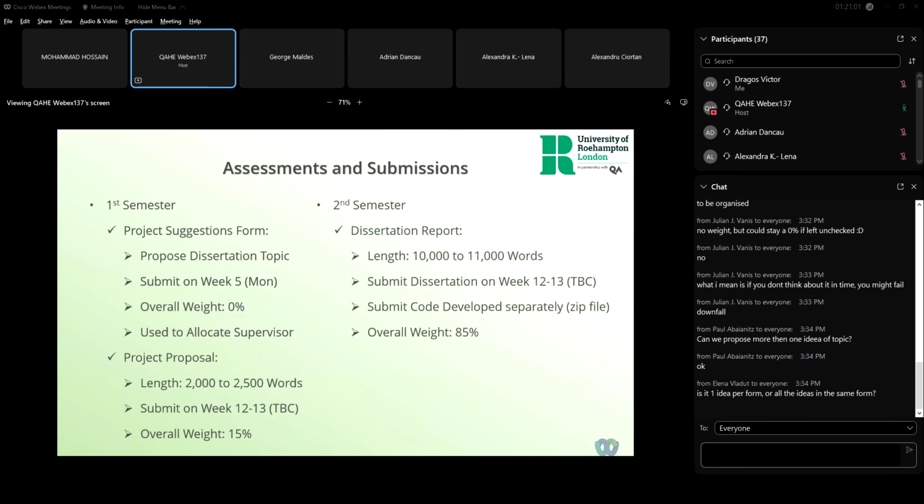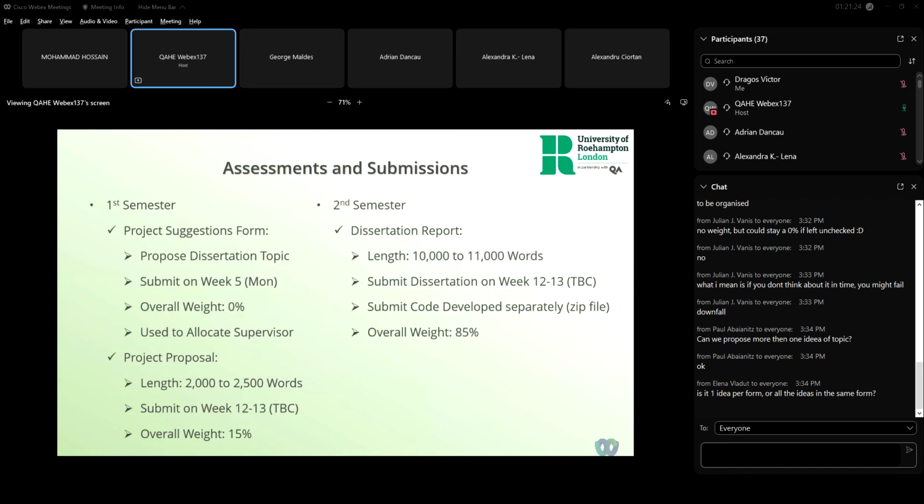Then for the second semester, you work on your dissertation. This should be between 10 and 11,000 words. You submit at the end of semester 2. If you have developed any code or any artifact or any app, you need to upload the code somewhere and then send us the link to check it. And the weight of the dissertation is 85%.